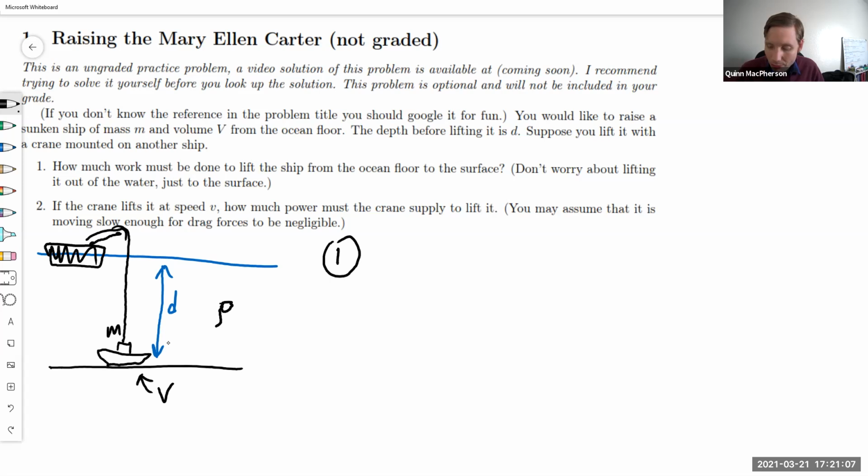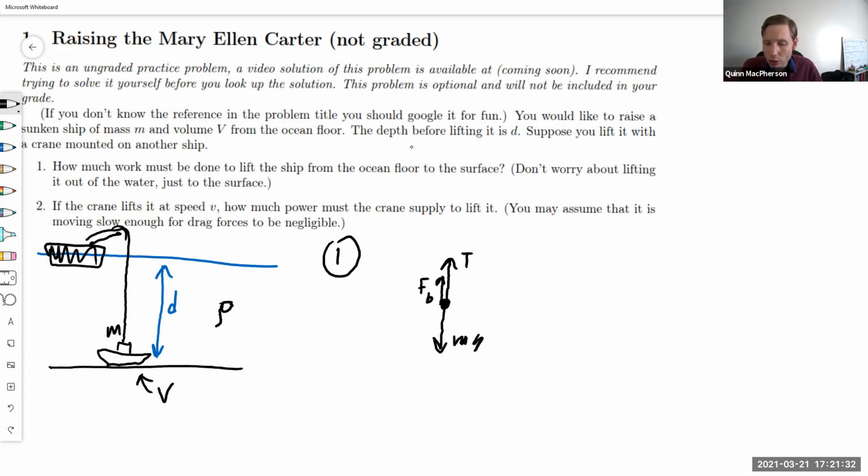Why don't we start with a free body diagram? It's a good place to start a problem. What are the forces on the Mary Ellen Carter? We have a force up, which is the tension from the crane. Downward, we have mg. We'll have a normal force while it's sitting on the seafloor, but as soon as we start to lift it, there's no more normal force because it's not on the seafloor anymore. But there is a buoyancy force.